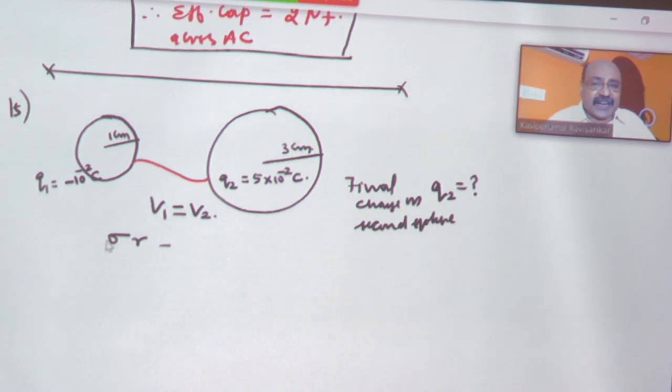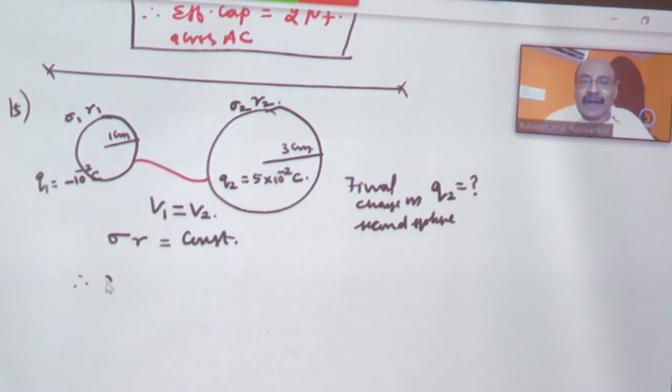That is, surface charge density is directly proportional to 1 by R, or inversely proportional to radius, or directly proportional to curvature. Sigma R is equal to constant. We have proved that if sigma R is equal to constant, this one will have sigma 1 R1 and this one will have sigma 2 R2. Therefore, I can write sigma 1 R1 is equal to sigma 2 R2.